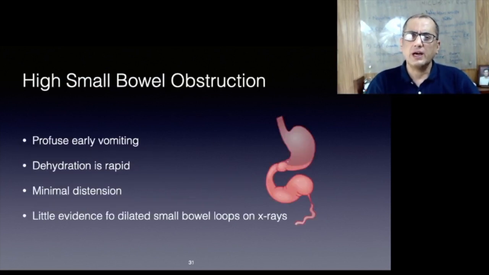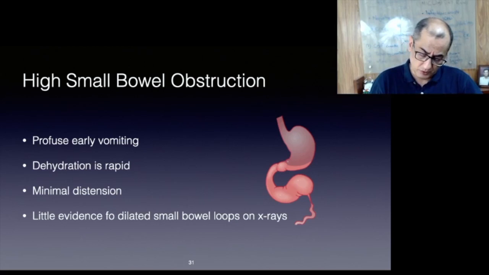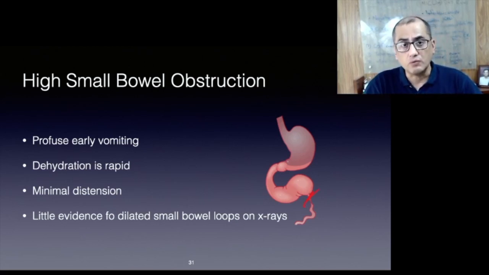Now, in high small bowel obstruction, vomiting occurs early. It's profuse and causes rapid dehydration. The distension is minimal because of the small amount of bowel that is involved.